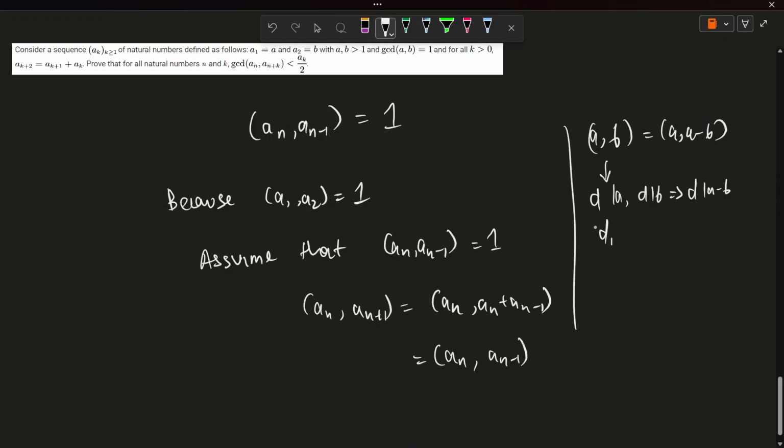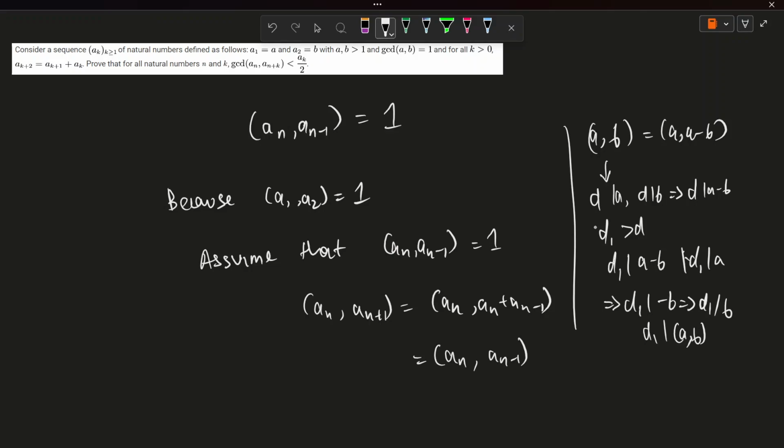Suppose d1 is greater than d, which is a GCD of a and a minus b. Which implies d1 divides a minus b, d1 divides a. If we subtract them, d1 divides minus b, which implies d1 divides b. So d1 divides both a and b, so d1 should divide GCD of a, b. But GCD of a, b is d, and d1 is greater than d. So this is not possible.